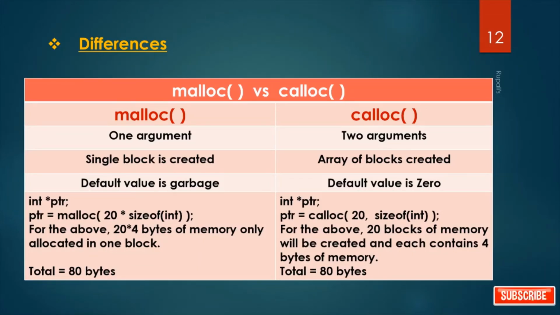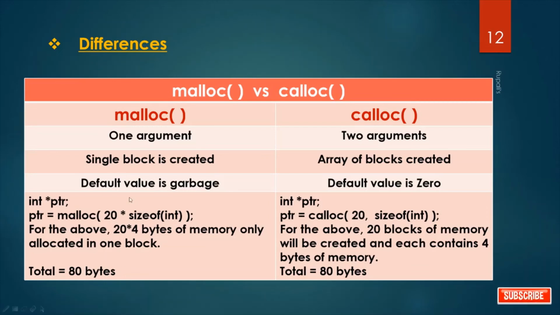In case of malloc, a single block is created, but in case of calloc, an array of blocks is created, means it allocates contiguous blocks of the same type. Malloc's default value is garbage, but in case of calloc the default value is 0, means the memory blocks which are allocated are initialized by 0.